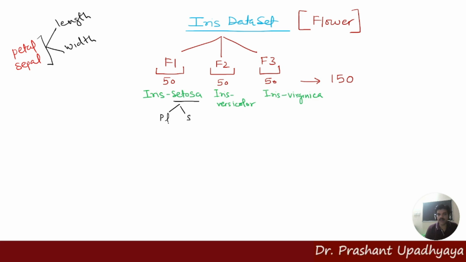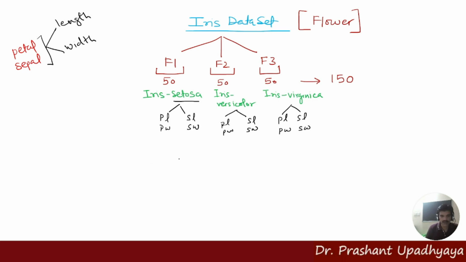Each iris setosa, this is the setosa flower, will have its petal and sepal. So we have petal length and petal width, and sepal length and sepal width. Similarly for this we have petal length, petal width, sepal length, and sepal width. Similarly for this flower number 3, petal length, sepal length, petal width, sepal width.